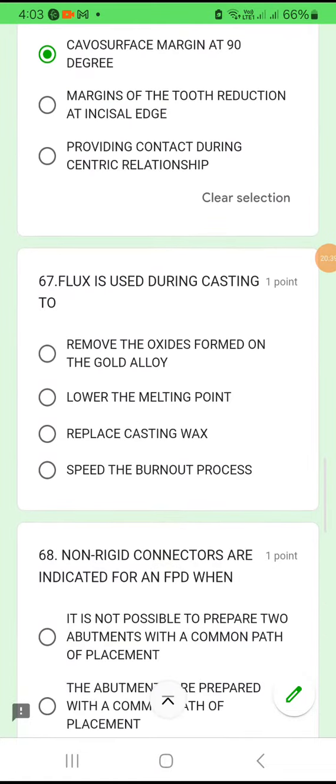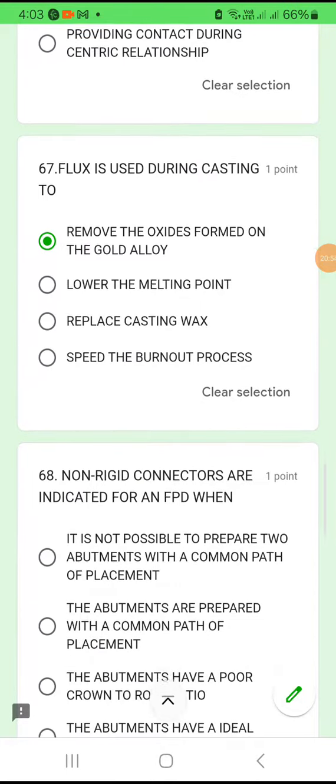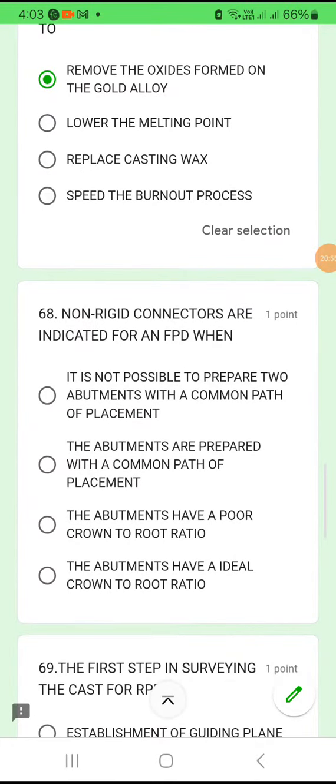Question number 67. Flux is used during casting to remove the oxides formed on the gold alloy, or lower the melting point, or replace the casting wax, or speed the burnout process. Flux is always used to remove the oxides formed on the gold alloy. Option A.